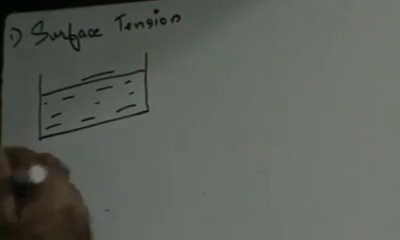It is because of this property that small objects can float on water, right? Even if the density of the object is greater than that of water, it does not sink, but its weight is balanced by the tension exerted by the stretched membrane. Right? So let's write this down.